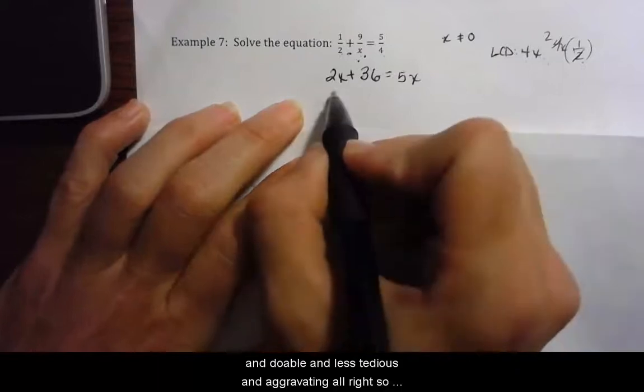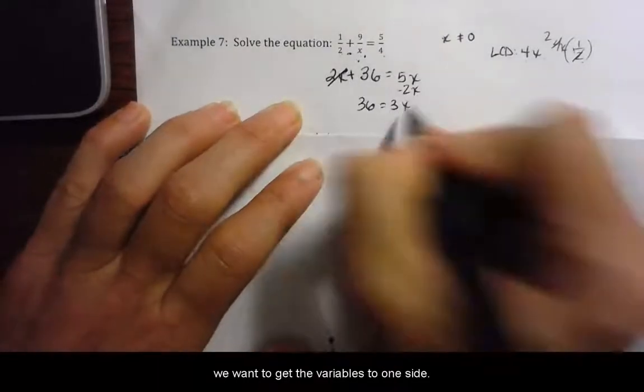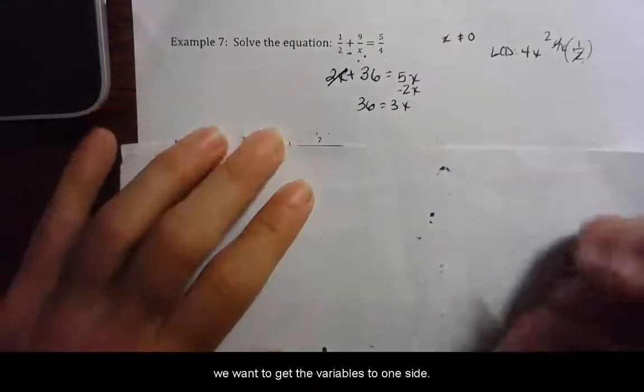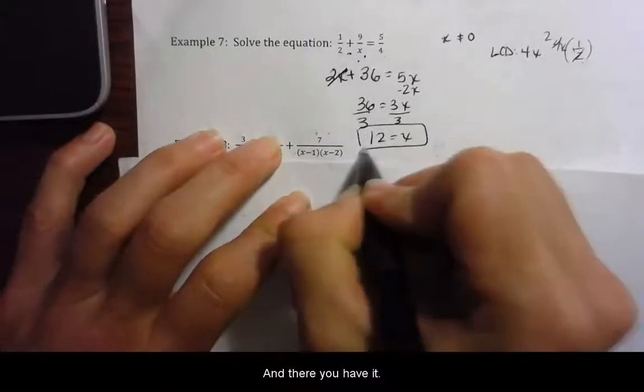Alright, so we want to get the variables to one side, and we want to divide both sides by 3, and there you have it.